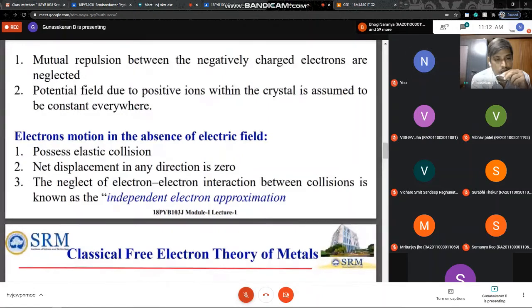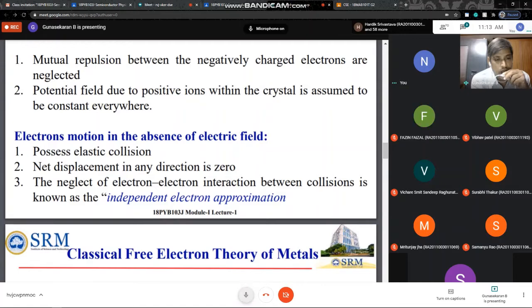So these collisions are purely elastic, the net displacement in any direction goes to zero, and the interaction between the electrons is also negligible. That is what they are telling here. Neglecting interaction between collisions is known as the independent electron approximation. Then how do these electrons behave in the presence of an electric field? When there is no electric field, the electrons move freely here and there and collide with each other, and each collision is elastic.